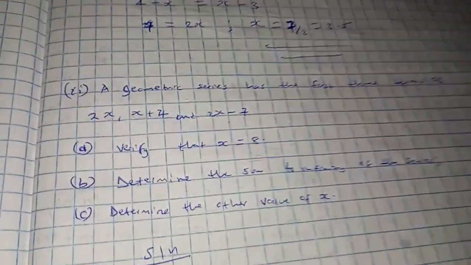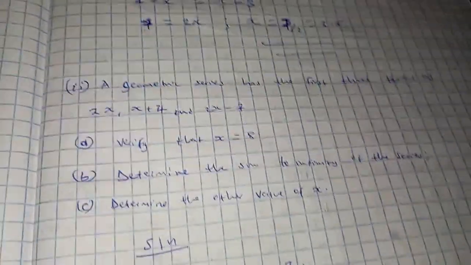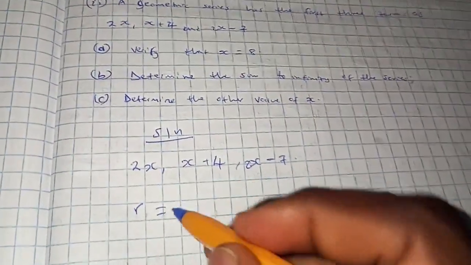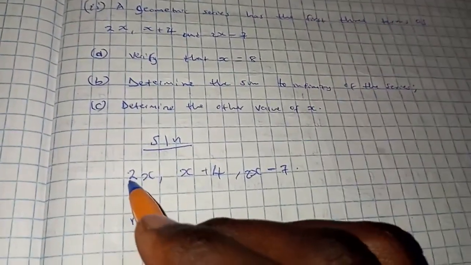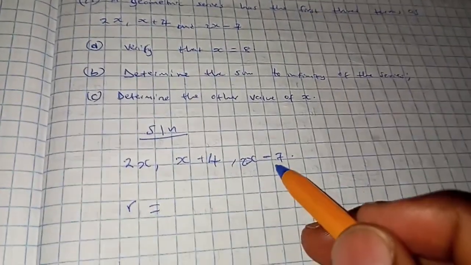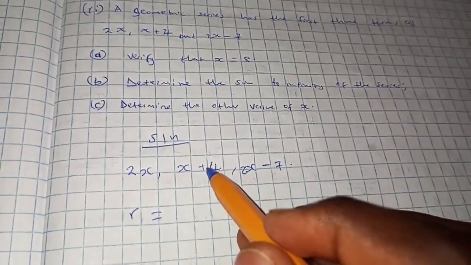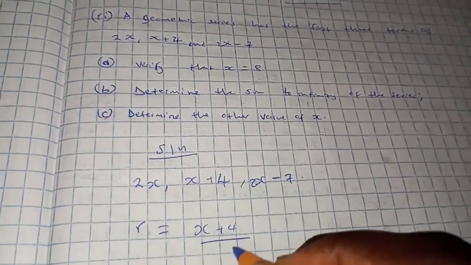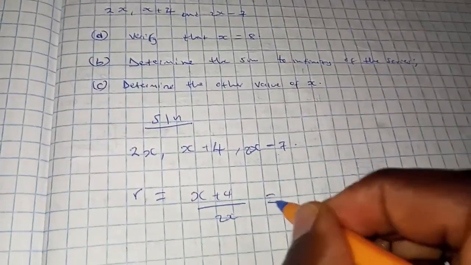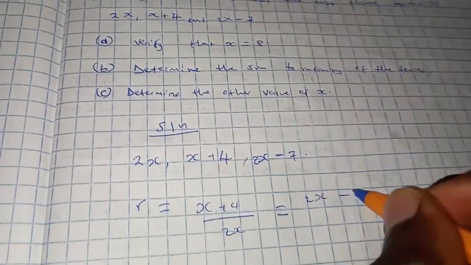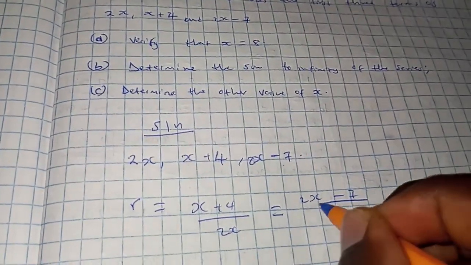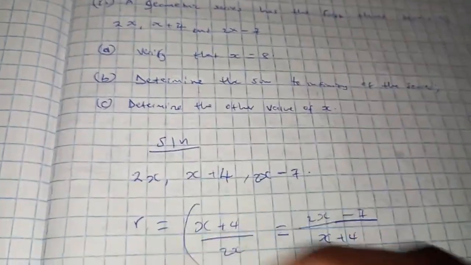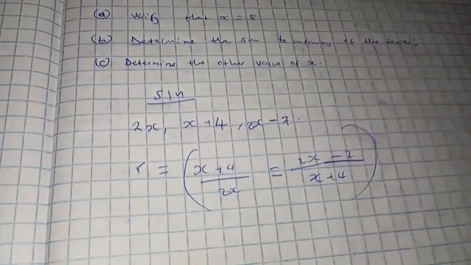For us to find the R, what is known as the common ratio R, the common ratio is given by the second term divided by the first term, which is equal to the third term divided by the second term. So x plus 4 divided by 2x will be equal to 2x minus 7 all over x plus 4.